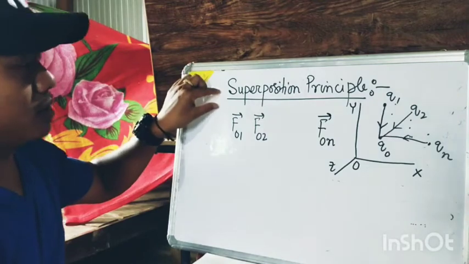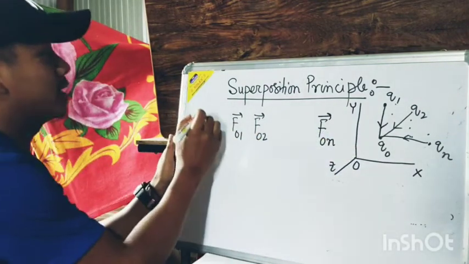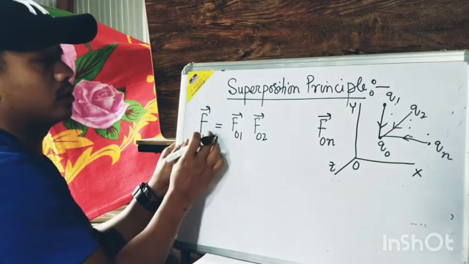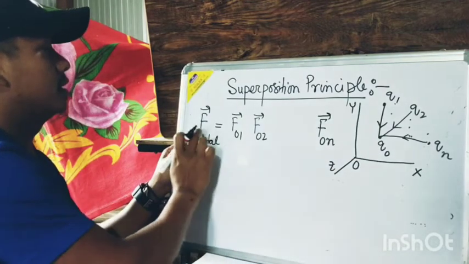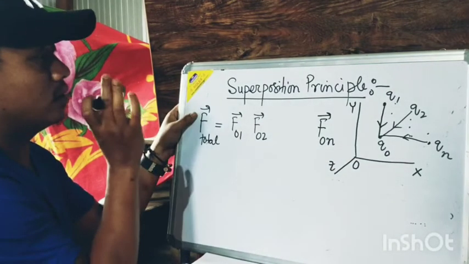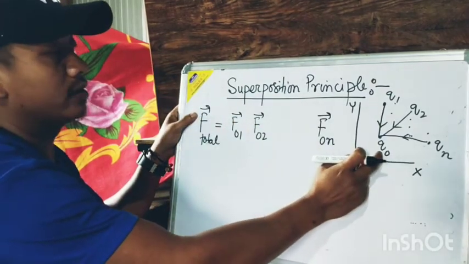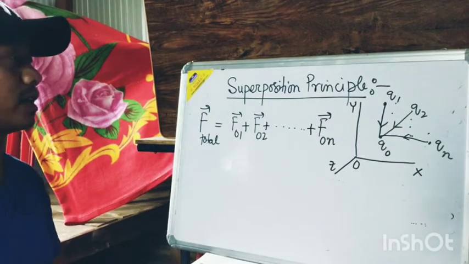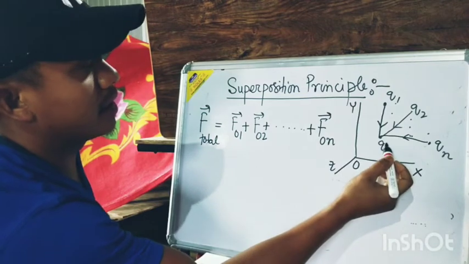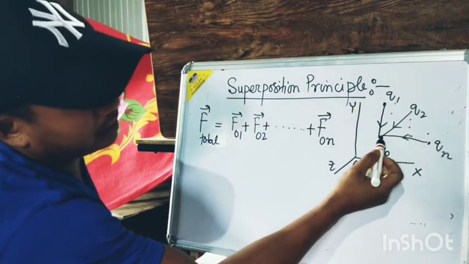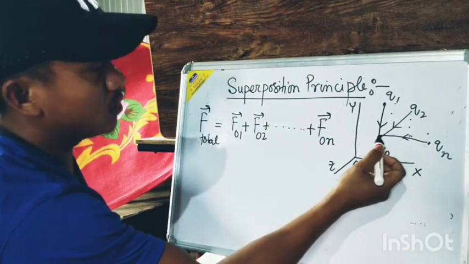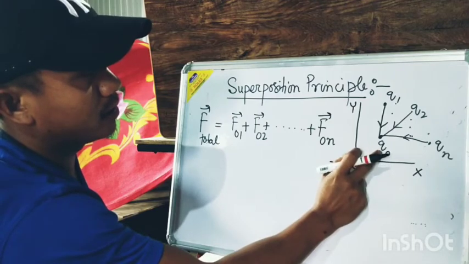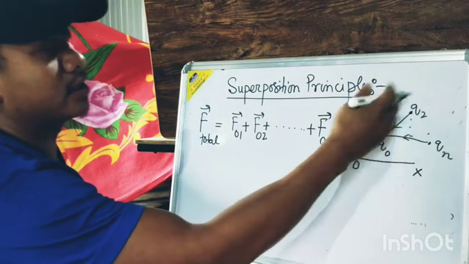Then, according to the superposition principle, the total force to be experienced by this q0, the F total, is nothing but the total force exerted on this q0. This should be equal to the sum of all these forces. And how will you state the superposition principle? The total force experienced by this q0 will be equal to the vector sum of all the forces exerted on this particular charge q0 by the remaining charges in the system.